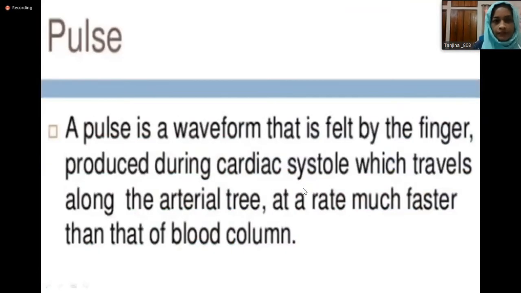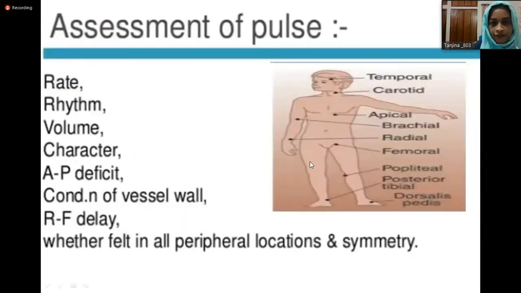Now, a pulse is a waveform that is produced during the cardiac cycle, which travels along the arterial tree. These are the different sites of the pulse. This is the carotid pulse, the brachial pulse, the radial pulse. This is the femoral pulse, popliteal pulse, posterior tibial pulse, and arteria dorsalis pedis. During examination, we should assess the rate, rhythm, volume, and character of the pulse, and also the radioradial and radiofemoral delay. This is a video clip of the pulse examination.